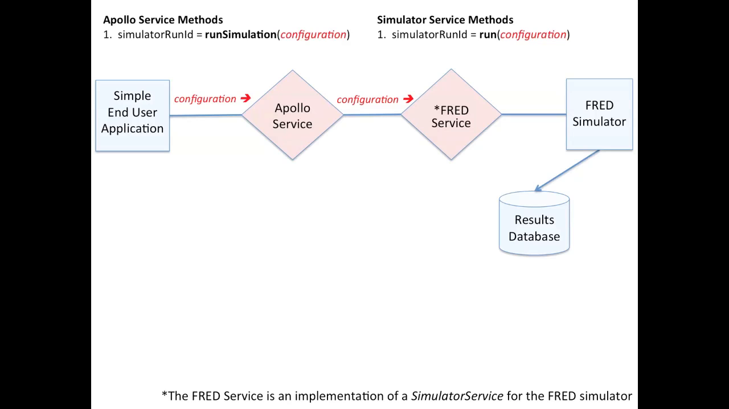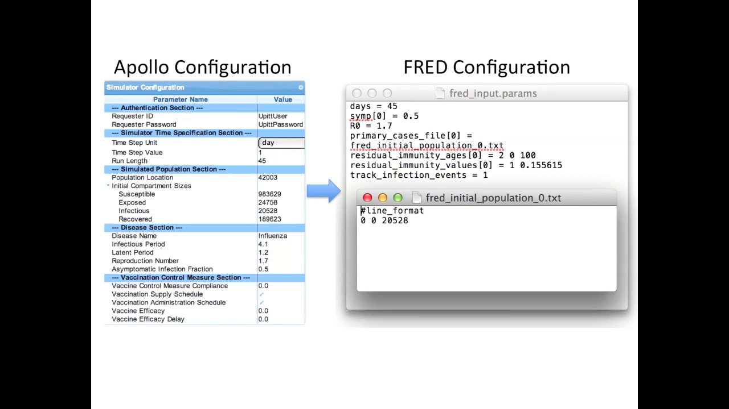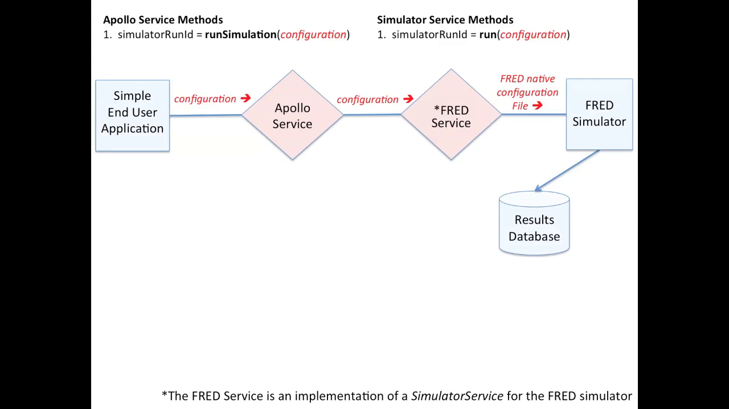The simulator web service's run method first translates from the Apollo representation of the simulator configuration into the native representation of the simulator, in this example, the native FRED configuration, which is a text file. Once the native configuration has been prepared, the run method of the FRED simulator service starts the FRED simulator and returns a run ID to the end-user application.